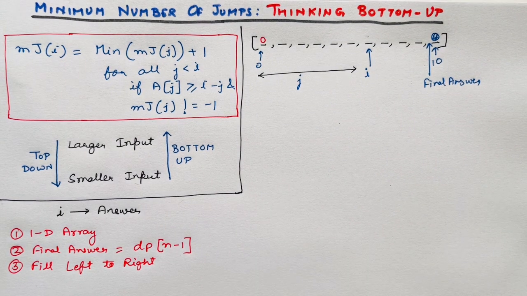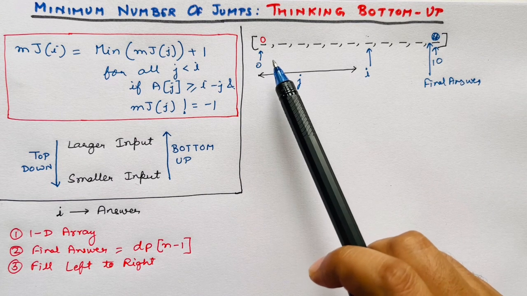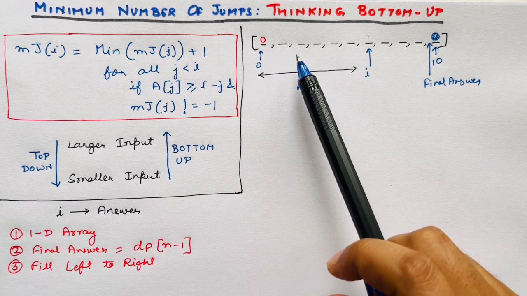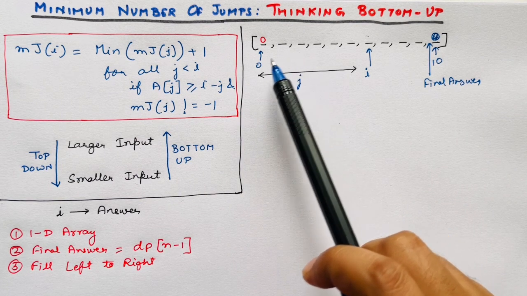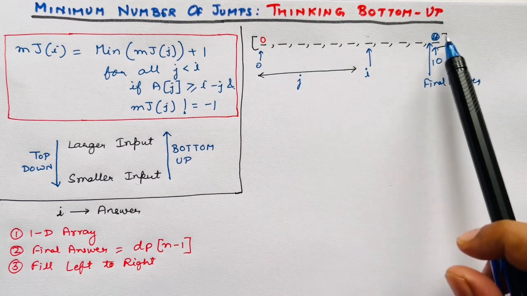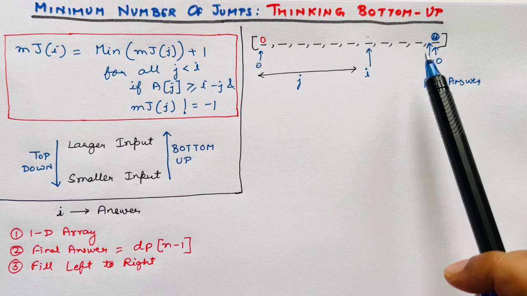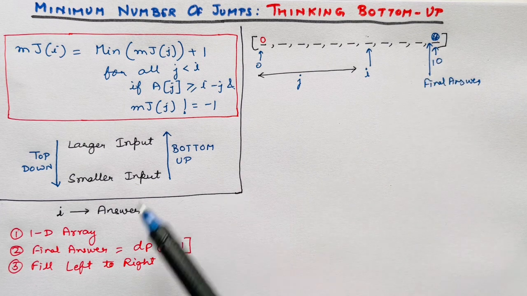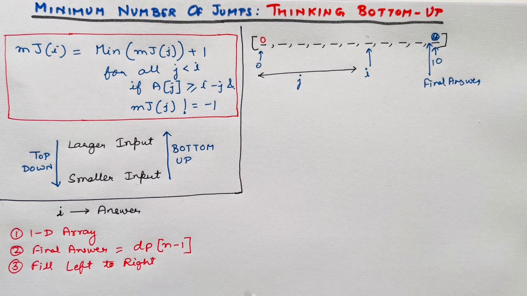So now we know how to start filling this array, how to fill the value at any position I using the values of previous positions j, and we know what will be our final answer. So we have everything that we need to convert our thoughts into an algorithm. So let's try doing that.